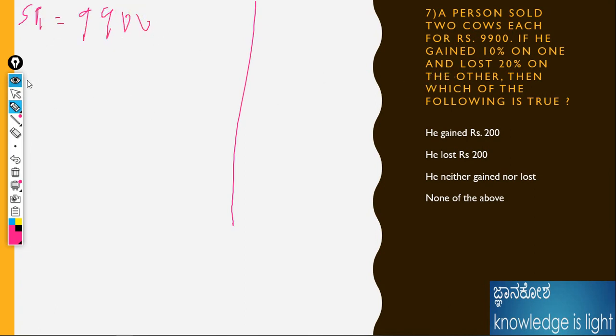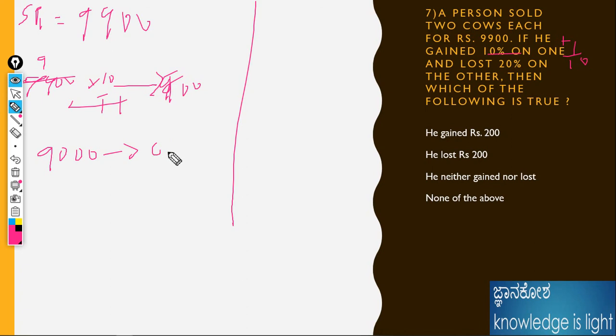9,900. For the profit he gained, I will directly write the reciprocal of that, given 9,900. The reciprocal of 10% means 1 by 10, 11 by 10, so reciprocal means 10 by 11. 10 by 11 of 9,900: 11 nines are 99, that should be 9,000. Understand? 9,000 is the cost price of the first cow.